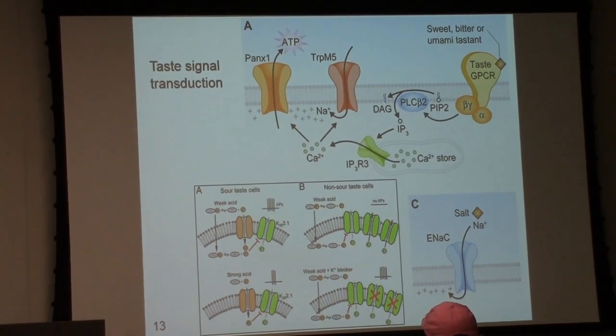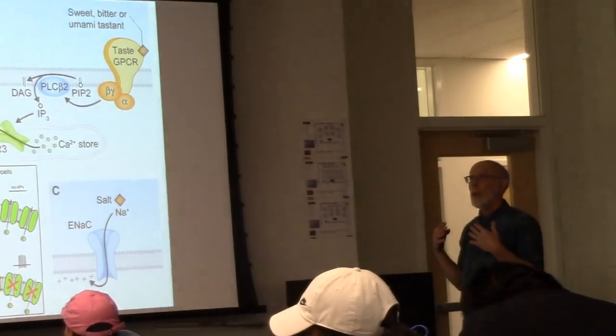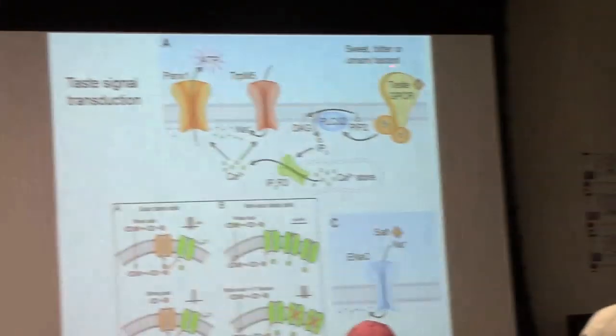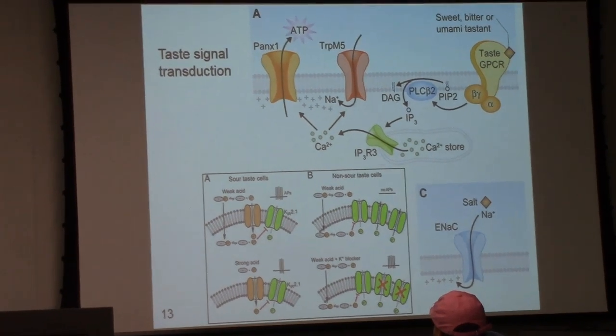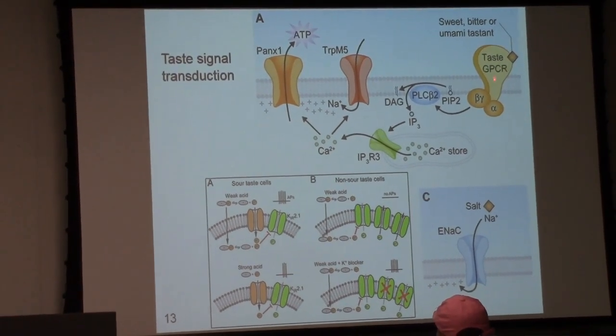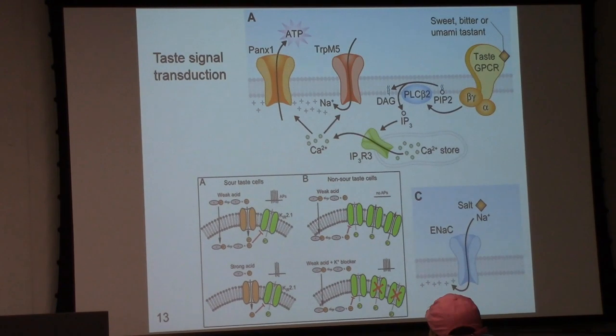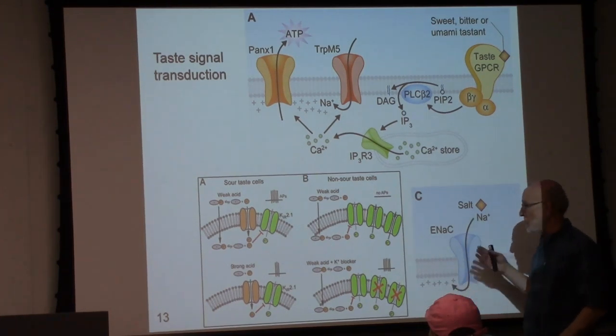Okay, so that's how we transduce, right? We went from the binding of a tastant to the release of neurotransmitter in the receptor cell via this pathway, a Gq coupled pathway. So we've gotten 3 out of the 5 out of the way. Salt is the next easiest one.